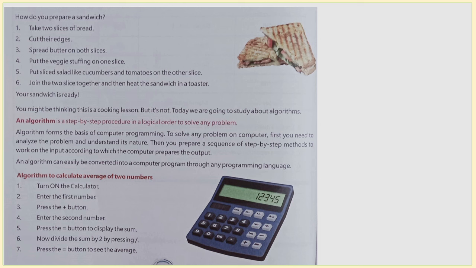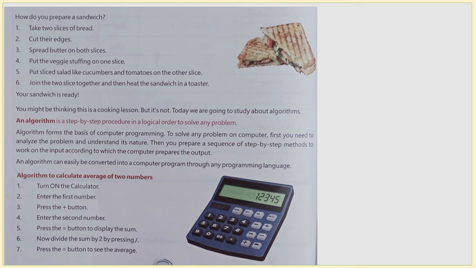First, you have to take two slices of bread. That is the first step. Second, cut their edges. Third step, spread butter on both sides. Fourth step is, put the veggie stuffing on one slice. Put sliced salad like cucumber and tomatoes on the other slice. And six, join the two slices together and then heat the sandwich in a toaster. Now your sandwich is ready.